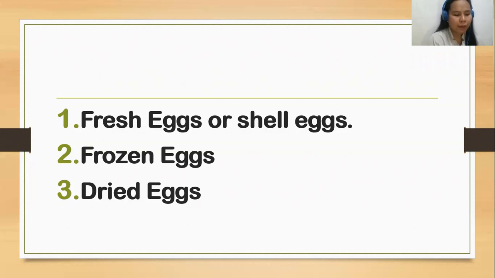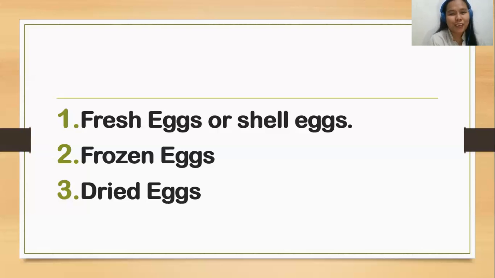Second, we have frozen eggs. They are made of high quality fresh eggs. They are pasteurized and must be thawed before use. Lastly, we have dried eggs. They are the most seldom used. They are not commonly sold directly to consumers. Since they are powdered, they are commonly used for baking.